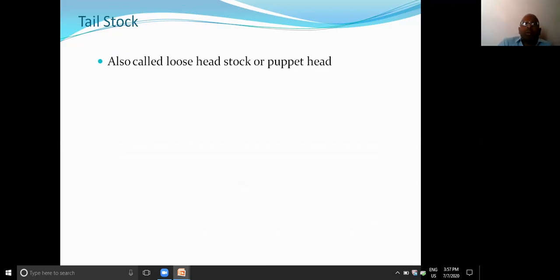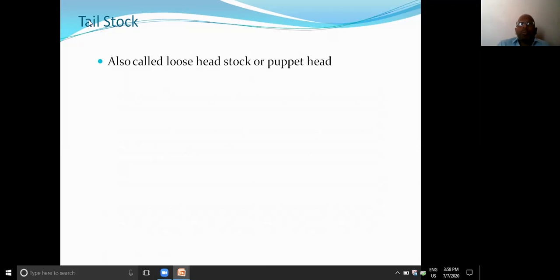So this particular tailstock is also called the loose headstock. Why? Because if we observe clearly the previous element we discussed, the headstock, the position of the headstock with respect to the bed is constant. Once that particular machine is fabricated or manufactured, it is not possible to move the position of the headstock. So that is the fixed one.